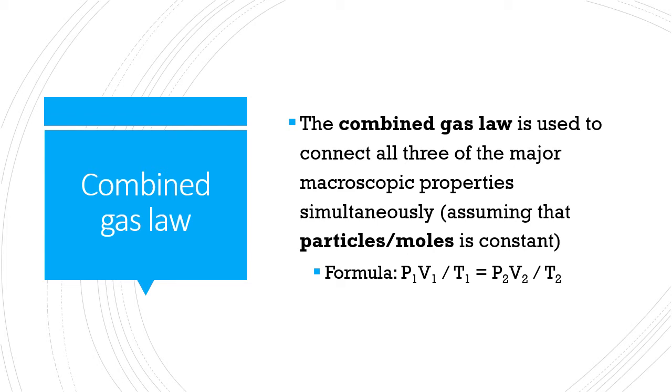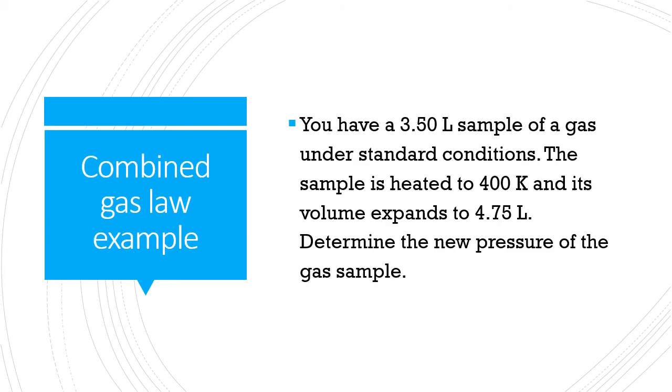The formula for the combined gas law is P1 times V1 all over T1 equals P2 times V2 all over T2. It looks like the three previous laws were combined into one new law, hence its name. Let's do an example calculation with the combined gas law.